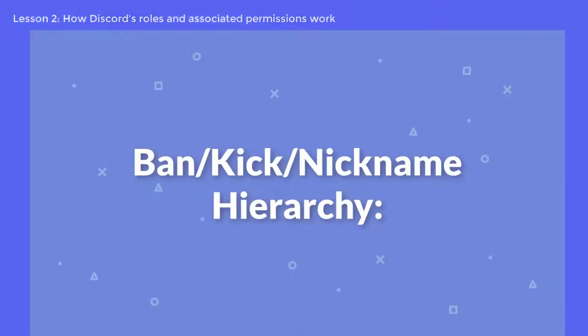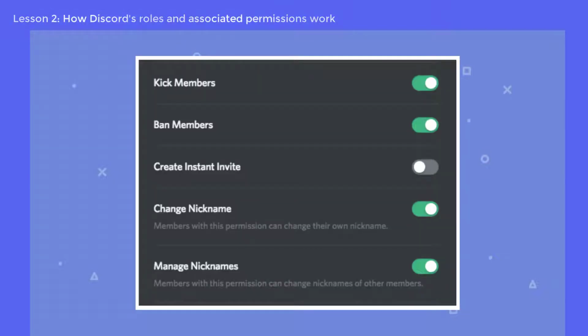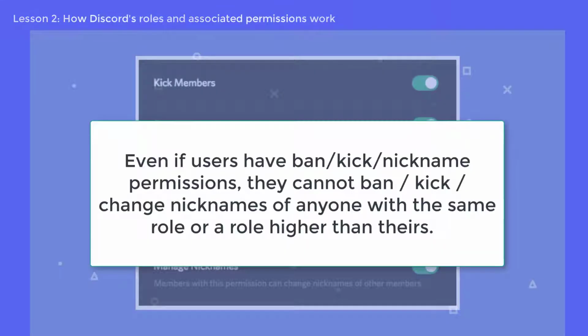Next, ban, kick, nickname hierarchy. Additional to the role sorting hierarchy, there is a special exemption placed on banning, kicking, and nicknaming members. Even if users have ban, kick, nickname permissions, they cannot ban, kick, or change nicknames of anyone with the same role or a role higher than theirs.